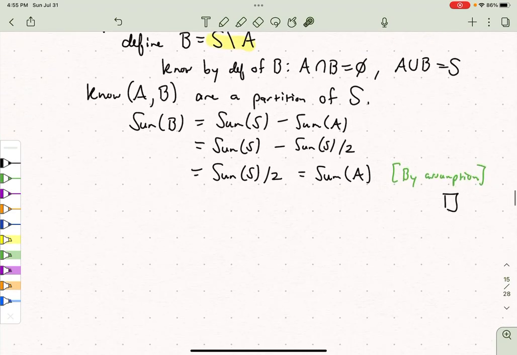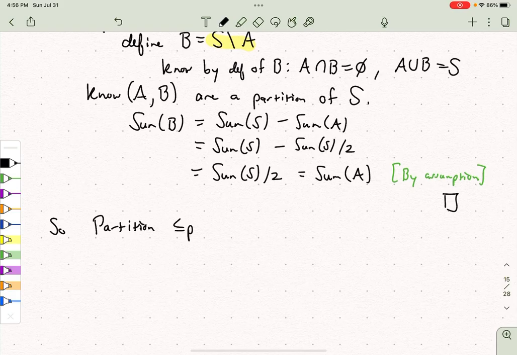So that's the entire proof. So that completes the reduction. So we can conclude that partition polytime reduces to subset sum. Now notice this does not imply partition is NP hard.